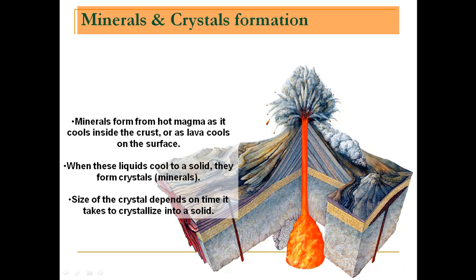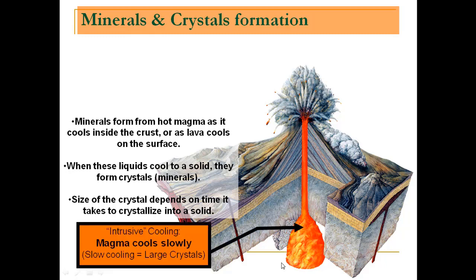This is a 3D view of a volcanic eruption, and this diagram will explain how mineral crystals form on the earth crust or inside the earth. Minerals form from hot magma as it cools inside the crust or as lava cools on the surface. When the molten material or magma cools inside the earth, the cooling process is slow. But due to the slow cooling process, the crystals of these rocks will form larger.